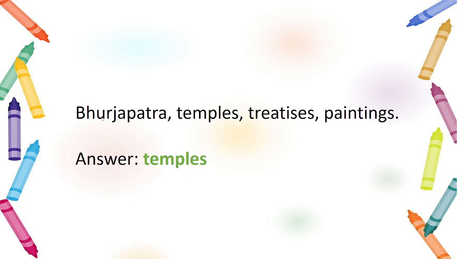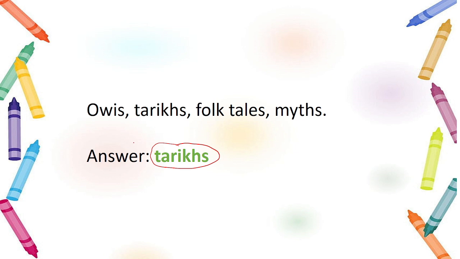Next, Bhujapatra, temples, treatises, paintings. And the answer is temples. Next one is Ovis, tarikhs, folk tales and myths. So in that the odd one is tarikhs.